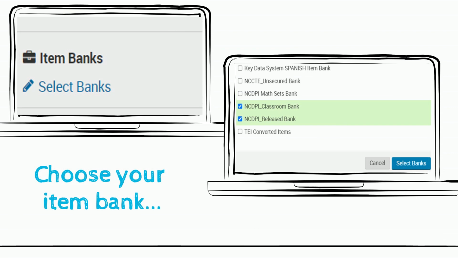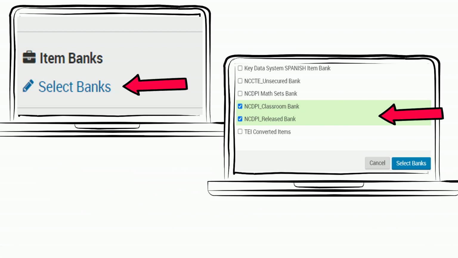Once you've gone there, you're going to want to click Select Banks. There's a few different question banks to choose from, but the ones that I've shown in green are the ones that I would choose for an ELA assessment. The one above that, the Math Sets Bank, is a good one to choose if you're creating a math test. All of those that start with NCDPI are released questions from previous check-ins.